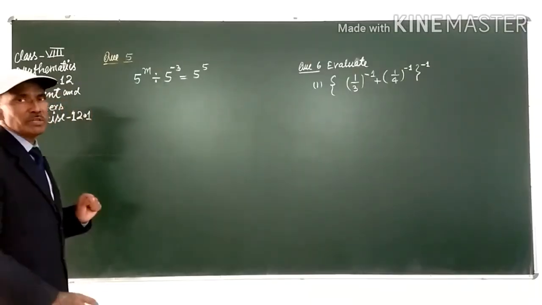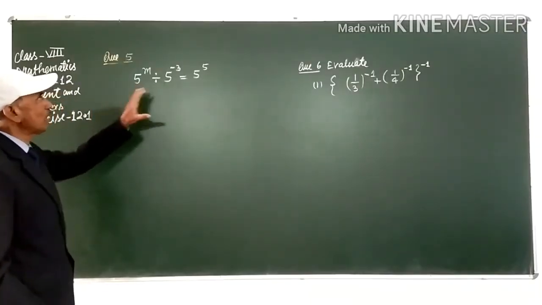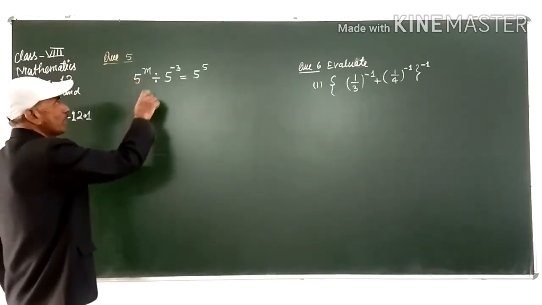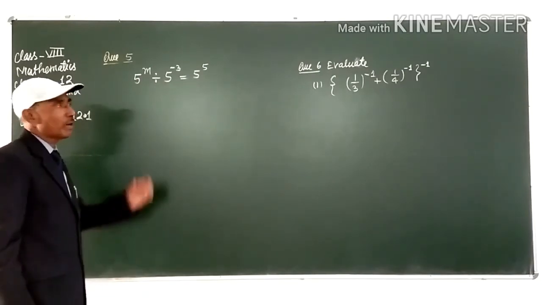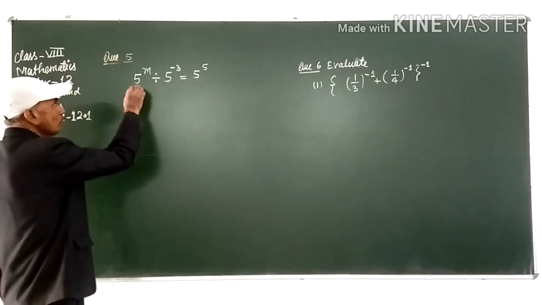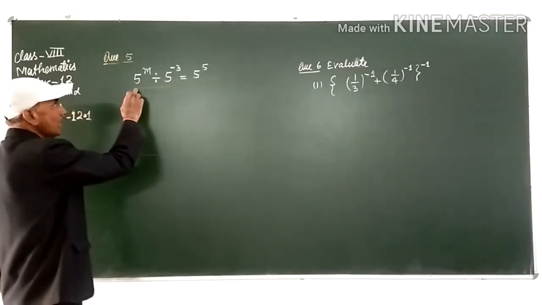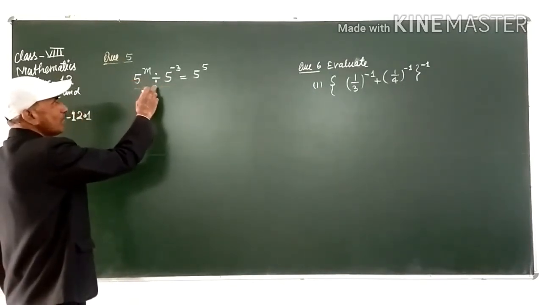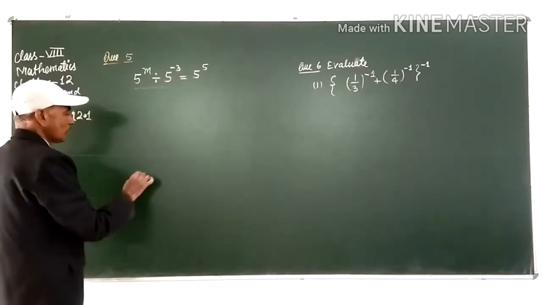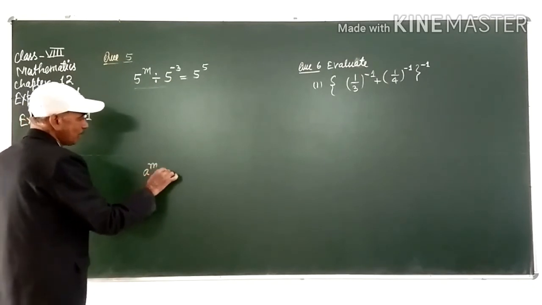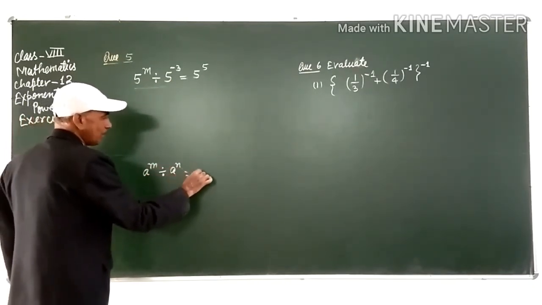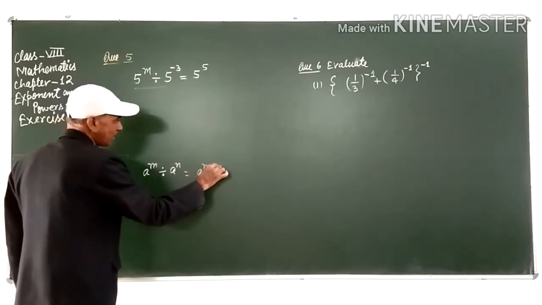This is question number 5, students, and in this question you have to find the value of m. It is given that 5 raised to the power m divided by 5 raised to the power minus 3 is equal to 5 raised to the power 5. So the first part of the question is a to the power m divided by a to the power n. We have to use this rule: a raised to the power m divided by a raised to the power n will be a raised to the power m minus n.